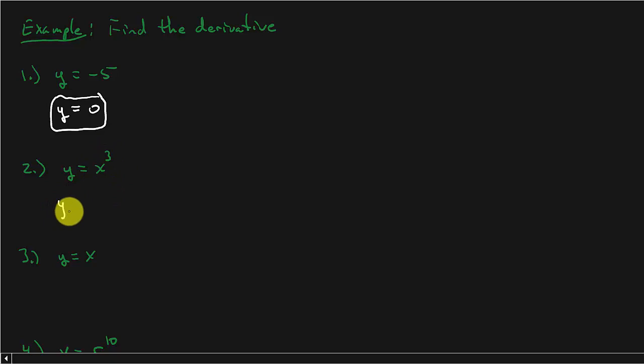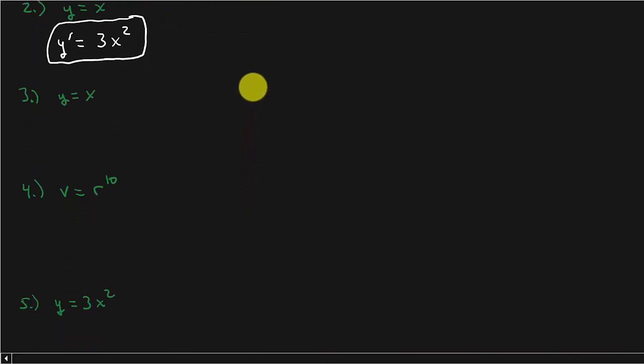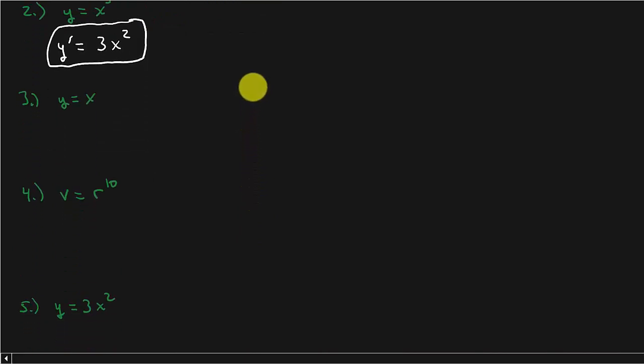So what happens? Well, I put y here. That should be y prime. All right, so look what we have here. The 3 comes down, the exponent comes down, and subtract 1. 3 minus 1 is 2. So we get 3x squared. All right. Let's look at this one, y equals x. So what's the derivative of y equals x?